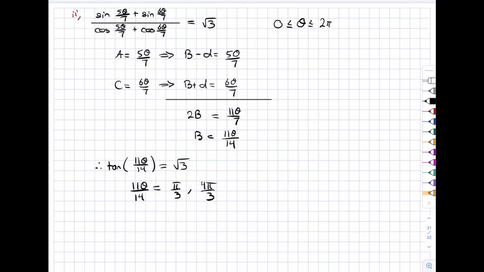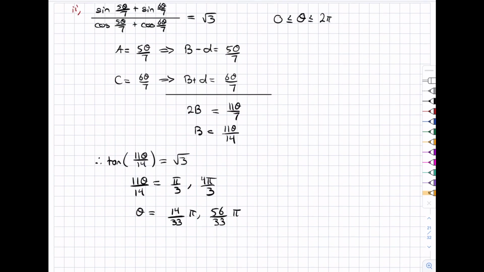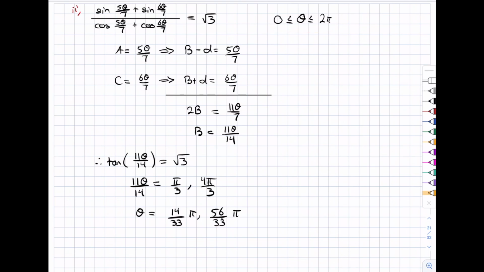To get theta by itself, I multiply by 14 on 11, and so I get 14 on 33 pi, or I get 4 times 14 is 56 on 33 pi. And those are our two values. And yes, they do fit between 0 and 2 pi, which is good. Okay, and so that's the end of part D and the end of question 13.